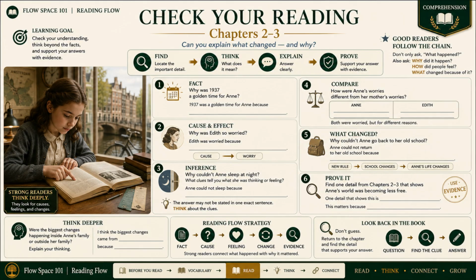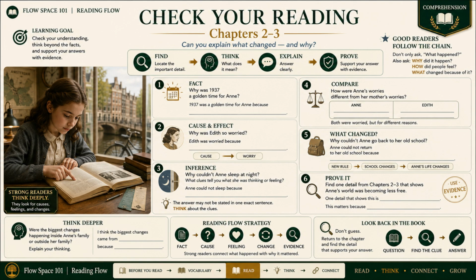Question 2. Why was Edith so worried? Don't only identify the worry. Think about what was happening around the family. Question 3 is an inference question. Why couldn't Anne sleep at night? Remember, an inference may not be written in one exact sentence. You may need to combine clues. Question 4. How were Anne's worries different from her mother's worries? Both were worried, but were they worried about exactly the same things?